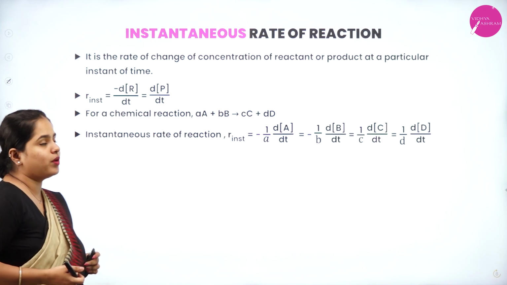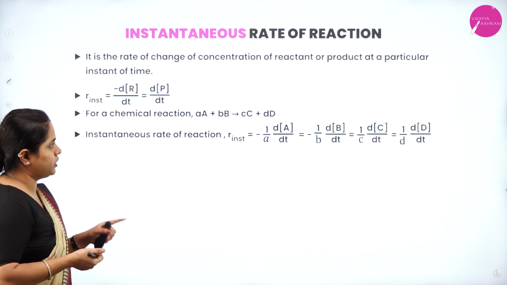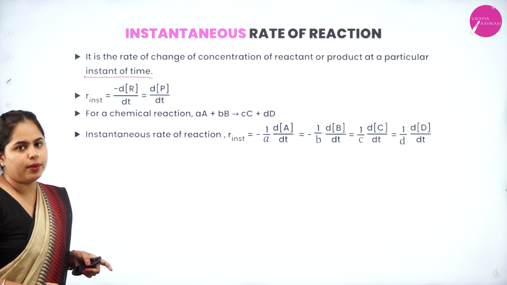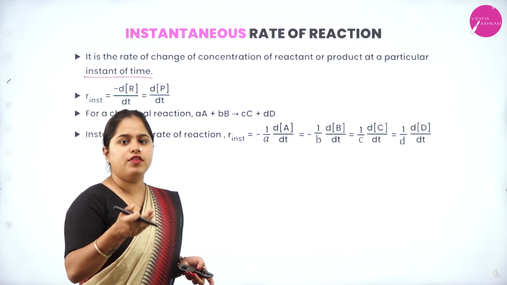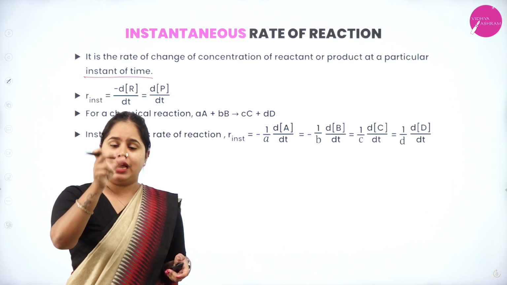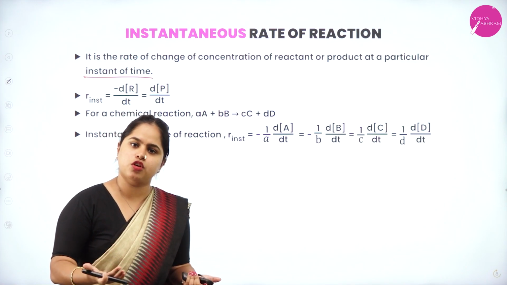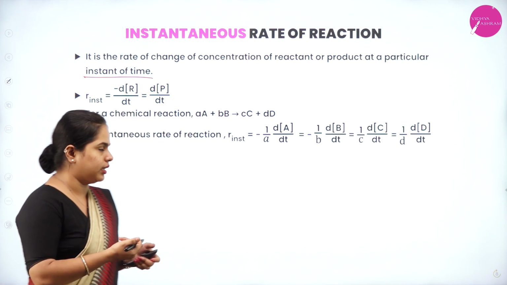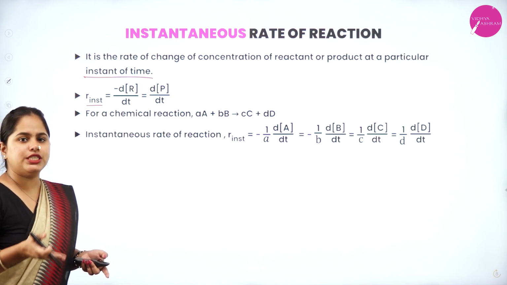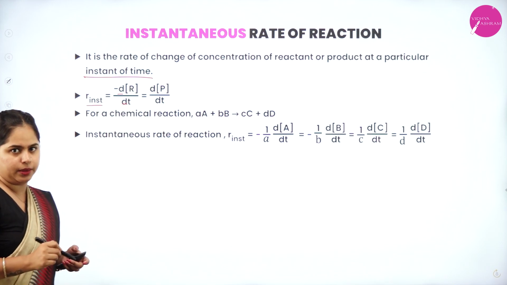Now moving on to the next one, that is the instantaneous rate of a reaction. It is the rate of change of concentration of a reactant or product at a particular instant of time. Earlier we were discussing the average rate of a reaction. Now what is instantaneous rate? At an instant or at a particular time, what is the change in concentration of the reactants or products? That is called the instantaneous rate. Now, what is the difference in representing average and instantaneous rate? Instantaneous rate is in the form of a differential, d by dt, right?